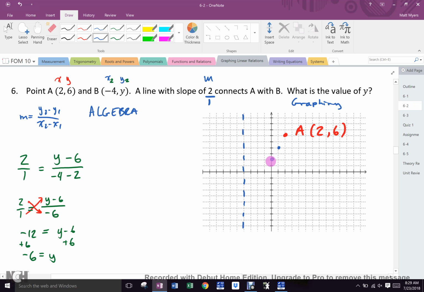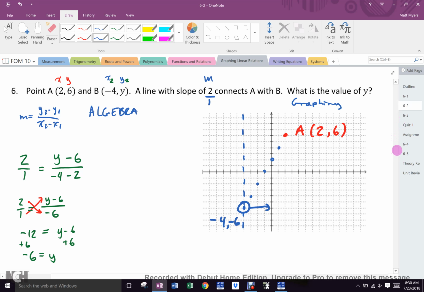Down 2 over 1, down 2 over 1, down 2 over 1. Now I'm on the line I care about, yes? That is my next point. At negative 4, 1, 2, 3, 4, 5, 6. Negative 6. Is everybody good with both algebra and graphing? Obviously, you need to practice it a bit, but does everybody see the general idea between them both?